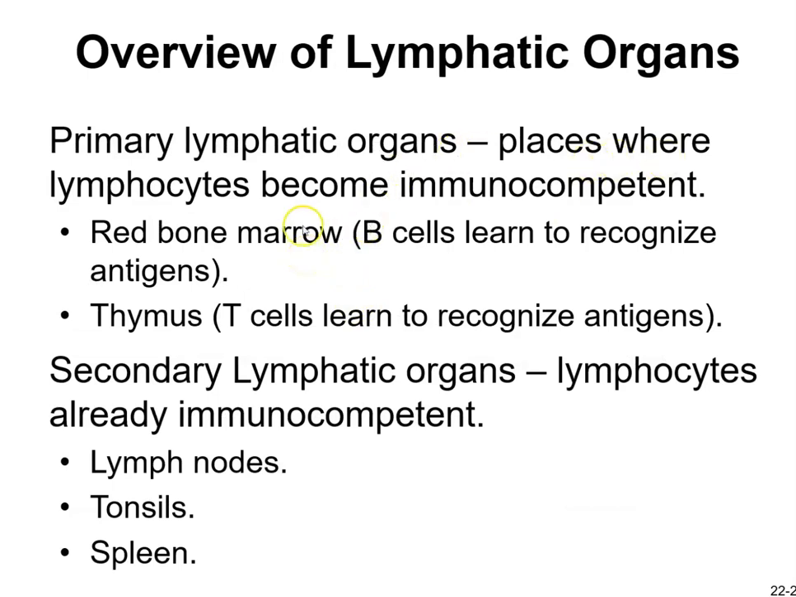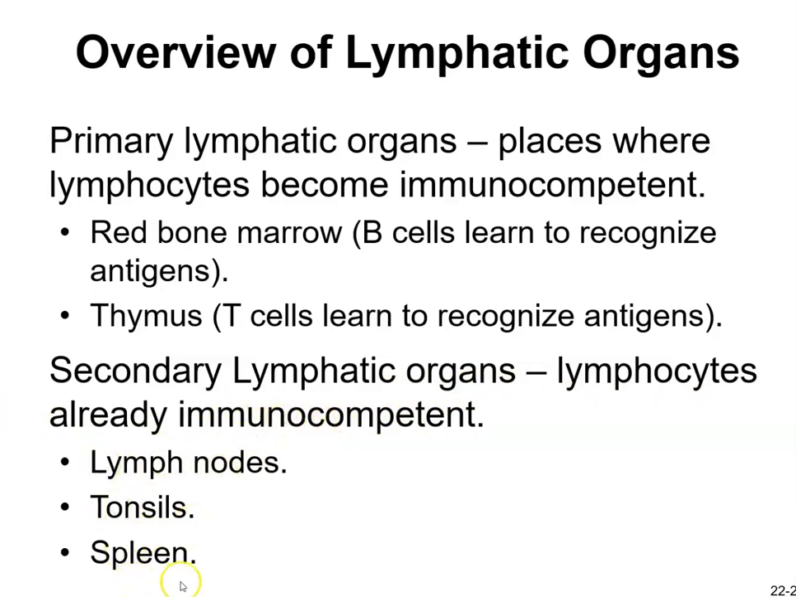Primary lymphatic organs, places where lymphocytes become immunocompetent. Red bone marrow: B cells learn to recognize antigens. Thymus: T cells learn to recognize antigens. The secondary lymphatic organs have lymphocytes that are already immunocompetent, meaning they know that they're competent in the immune system.